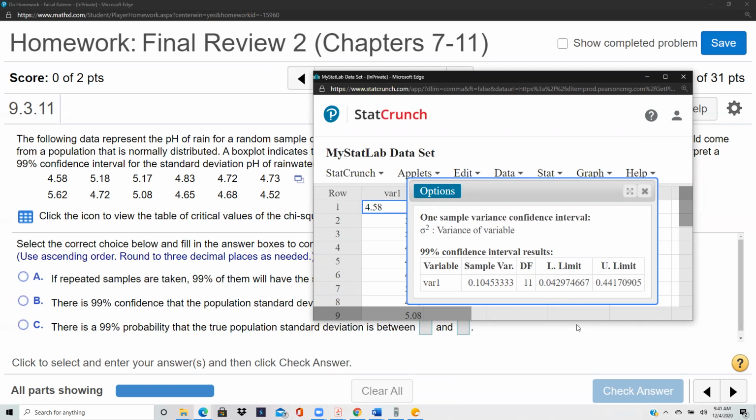Okay, so 3, so go 4. So for the lower limit, it looks like 0.207. Okay, and the upper?